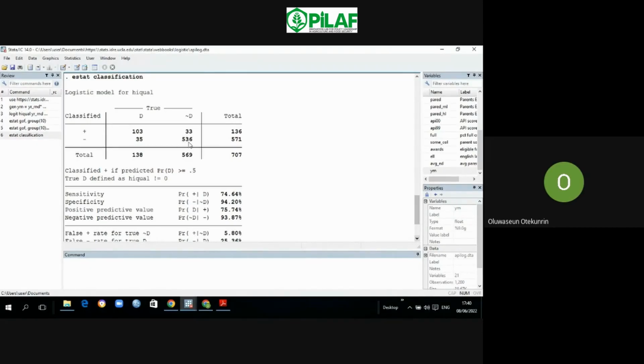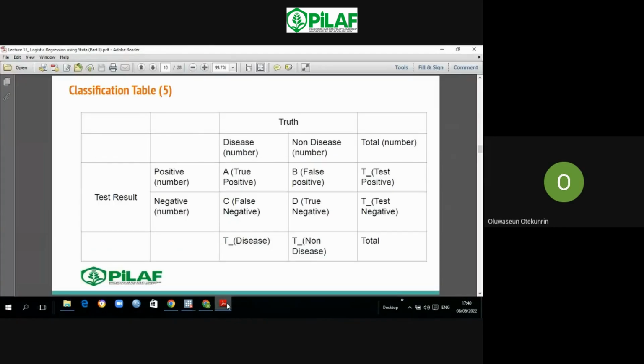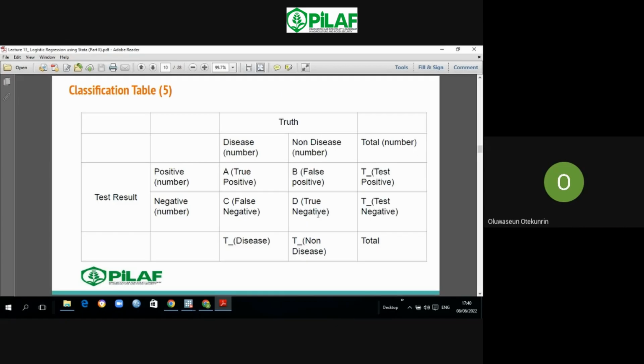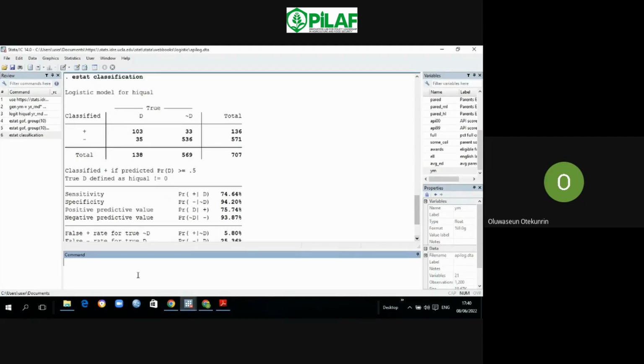If you follow the illustration that I gave the other time, you have cell A, true positive, cell B false positive, cell C false negative, cell D true negative. The ones that are true in this illustration, you have cell A and cell D to be true. Cell B is not okay. Cell C is also not okay. So for this specificity, the one that is correctly classified there will be this 536. And you are dealing with that column, 536 over 536 plus 33 times 100.